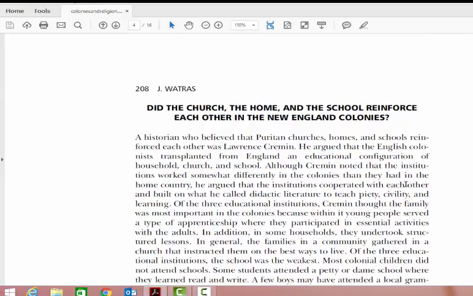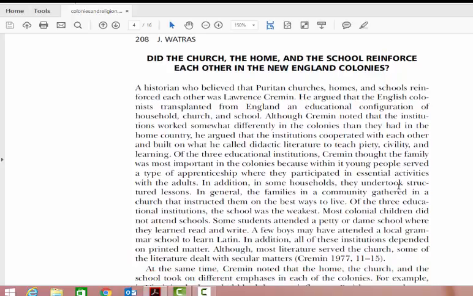In this section right here it says, did the church, the home, and the school reinforce each other in the New England colonies? So the colonies have now been established. This whole paragraph discusses the idea that in the Puritan faith with the colonies, this idea that the church was number one is not true. That the number one agent was the family. The family was the number one agent. That's what they said right here.